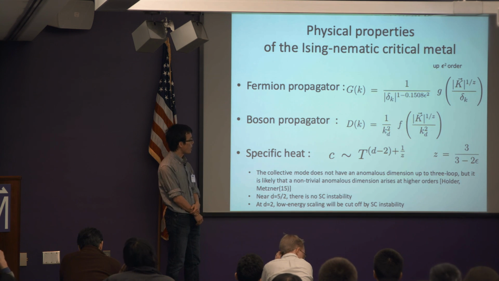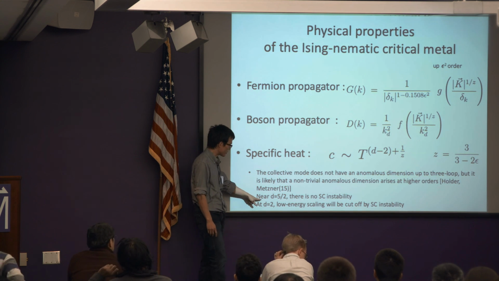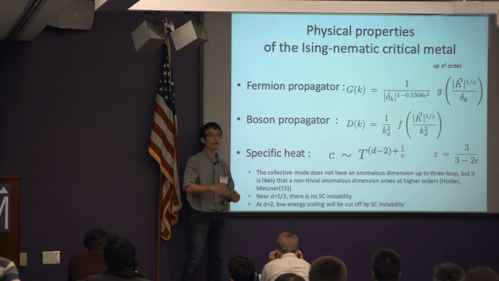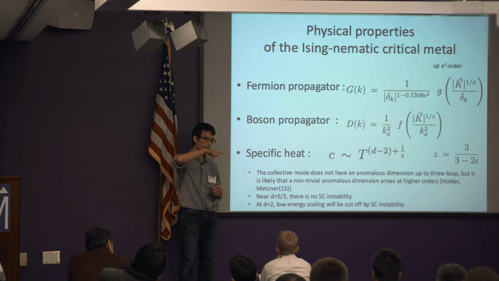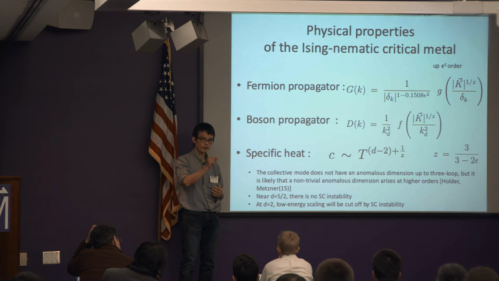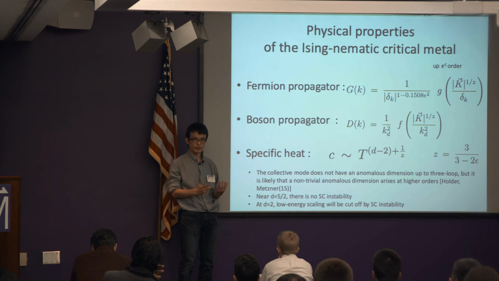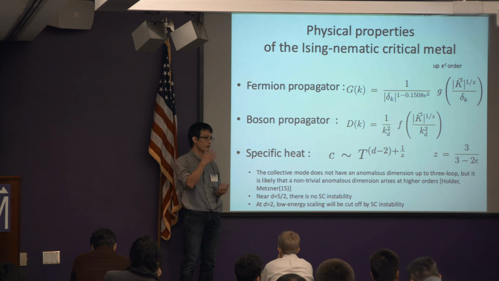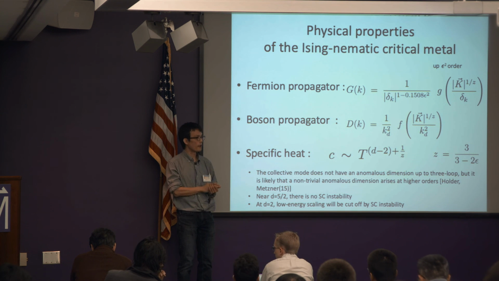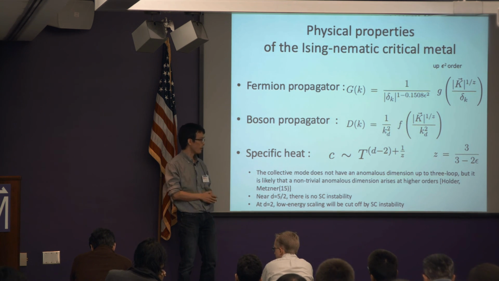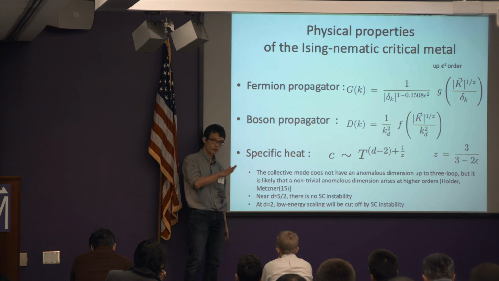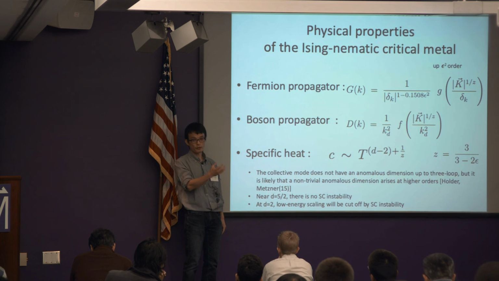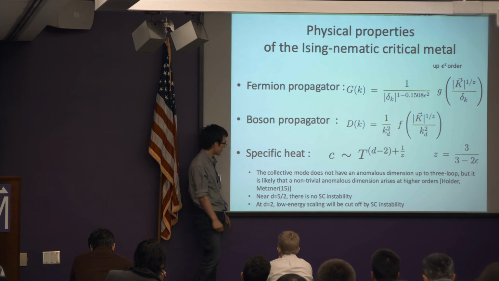Okay. So I guess one nice thing about this is that near the upper critical dimension, because the fermionic density of states vanishes at zero energy, there is no superconducting instability. So near the upper critical dimension, you don't have to worry about pairing instability. And indeed, the four-fermion interaction is irrelevant. Of course, that changes as you approach 2 dimensions. Then you expect the superconducting instability to set in.